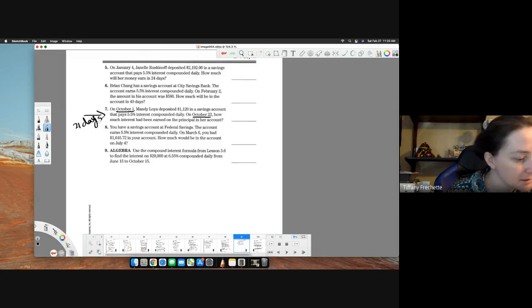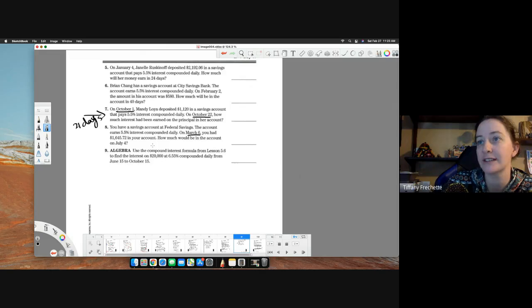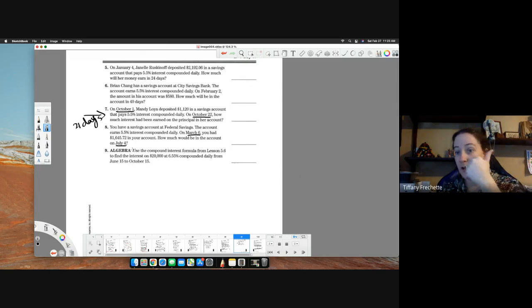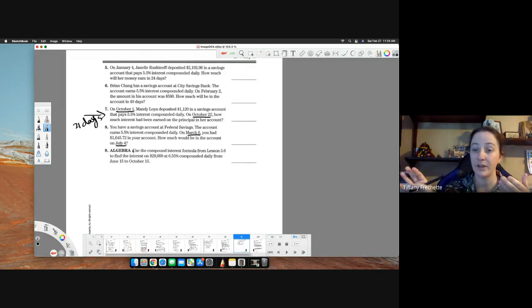Same thing, I believe, with number 8. It wants you to pay attention to the timing here. So we have March 6th to July 4th. So we're going from March to April to May to June to July. So we're over a 4-month span there. We need to maybe look at a calendar and see how many days are in each of those months, and actually add them up. So how many days do we have in March?